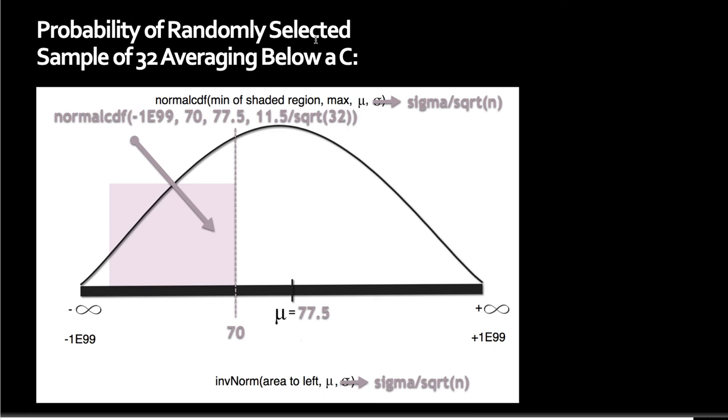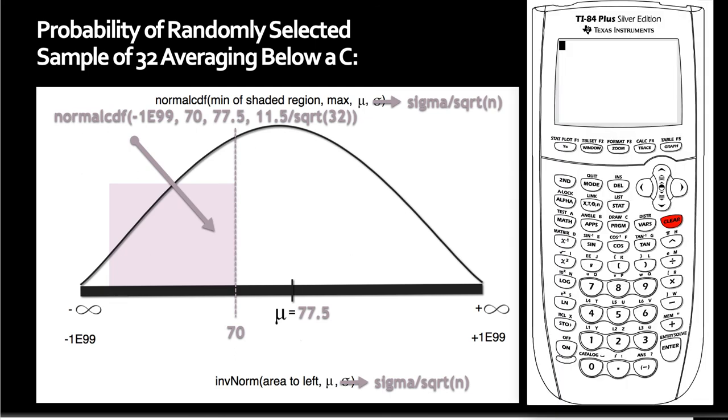And then our question asks us the probability that we will have a randomly selected sample, not just a single data value, but an entire sample of 32 people, whose average will be below a C, so 70 or below. And so that means we're going to use normal CDF to compute. Because we're above the belt, that's why we're using normal CDF.